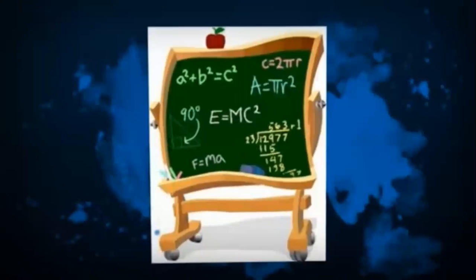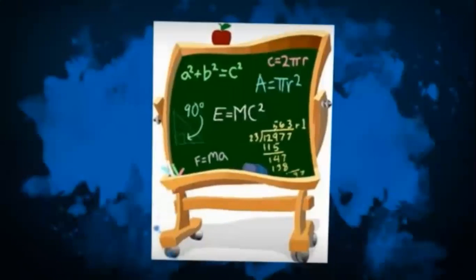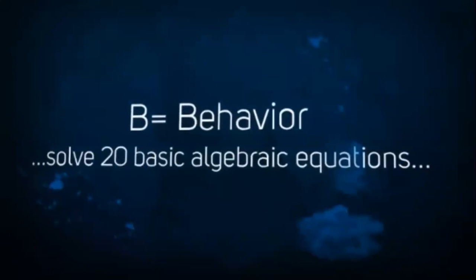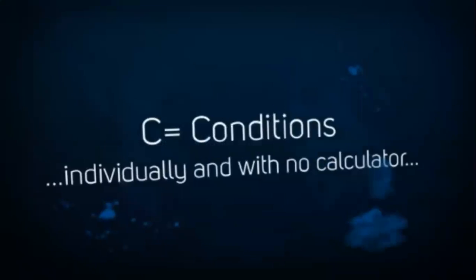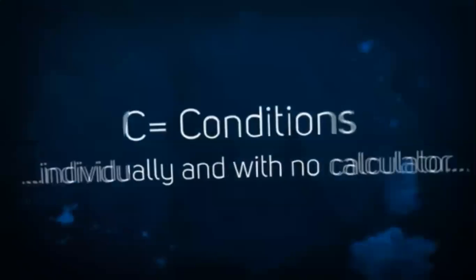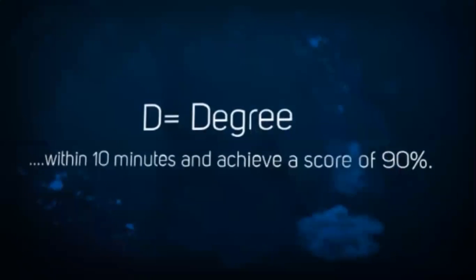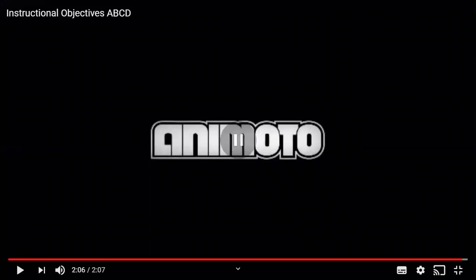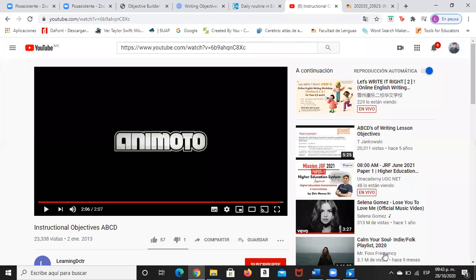Let's put it together. For example, here's an audience of 4th grade math students who will be able to, behavior, solve 20 basic algebraic equations. Condition, individually and with no calculator. Degree, within 10 minutes and achieve a score of 90%. Now, go practice the ABCD model of objectives. And the video finished.